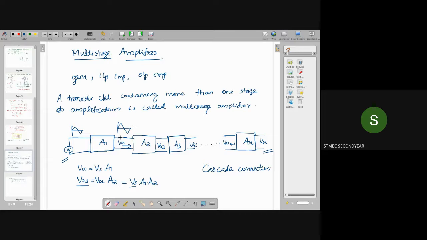So the output of the first stage is connected to the input of the next, then the output of the second stage is connected to the input of the third. So this connection is called cascade connection.